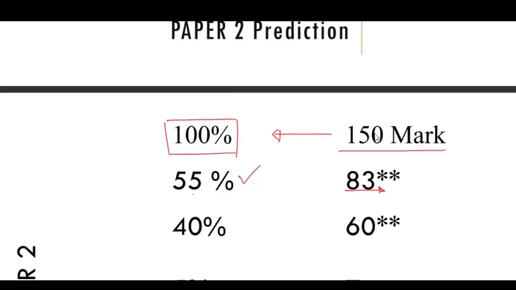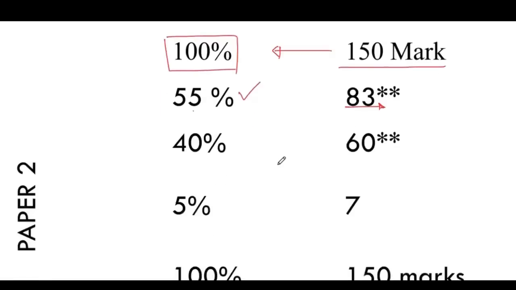And this will come from measurements. Then 40% will come from maps and plans. 5% is the probability. Now, when you add these, you end up having 150. And when you add these percentages, you end up having 100. All right, let's see how it's split.